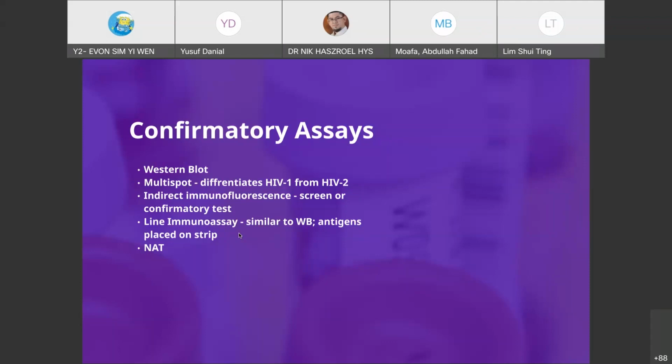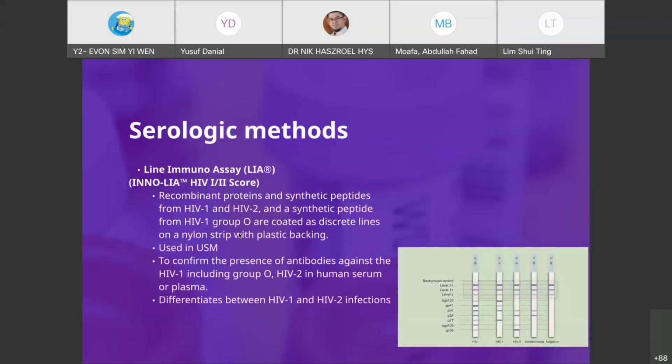Okay, and then you have nucleic acid testing. This is a very specific test, although really expensive. We're going to talk about it more in the molecular methods. So line immunoassay, in USM, they use this test called INNOLIA, HIV-1 and 2 score. So this is the term that you're going to get familiar with in the clinical years.